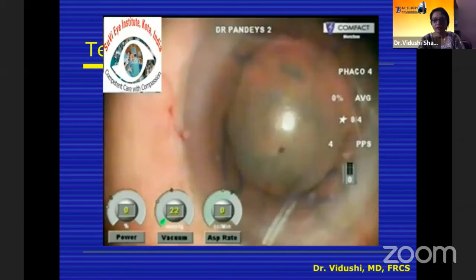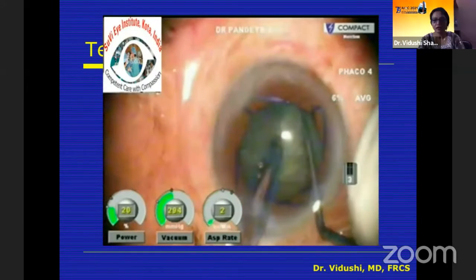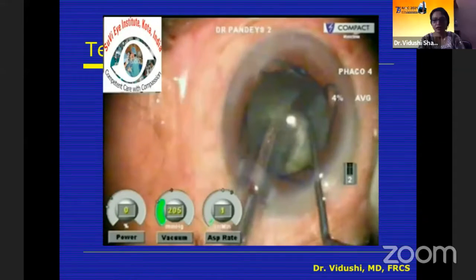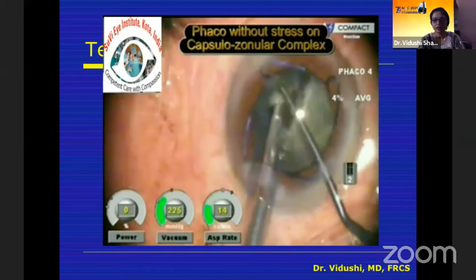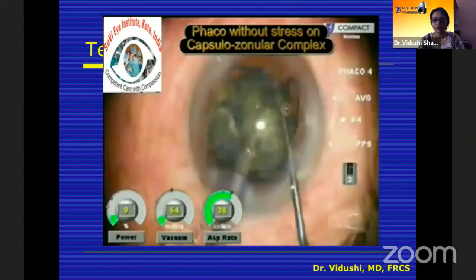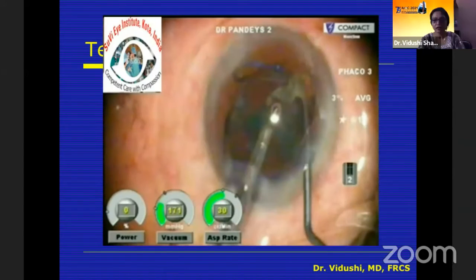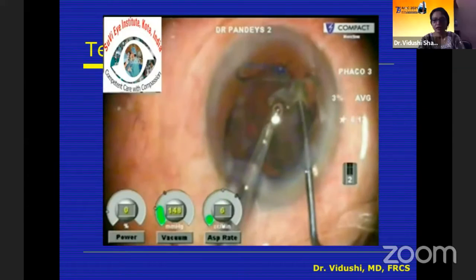So as you can see, with the Malyugin ring in place, you can rest easy and all the steps become so much easier. There is no stress on the capsulozonular complex. The ring stays there. There is no danger of it slipping off. It is very well engaged with the iris and causes a uniform 360 degrees dilation. And then this is the IOL, which is being implanted with Malyugin ring in place.